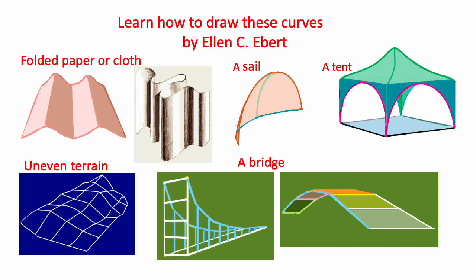In this video, I'll show you step by step how to draw these 7 forms: the folded paper or cloth, a sail on a sailboat, a tent, uneven terrain, and several bridges. And I'll also provide you with some tools to deal with other curved figures.